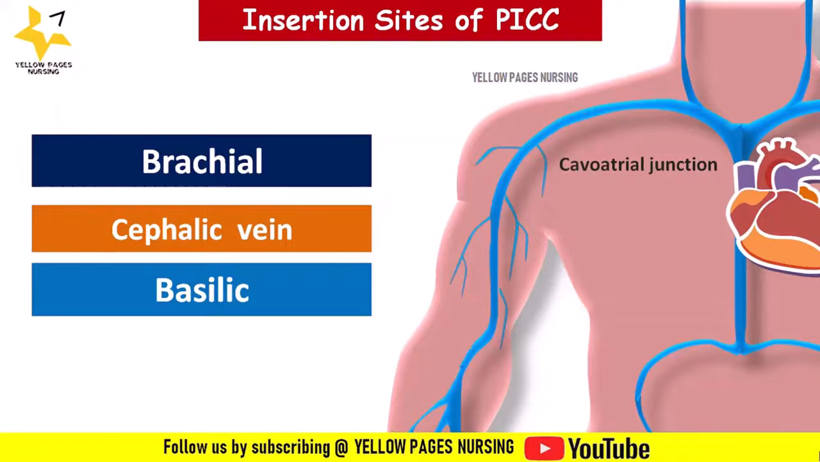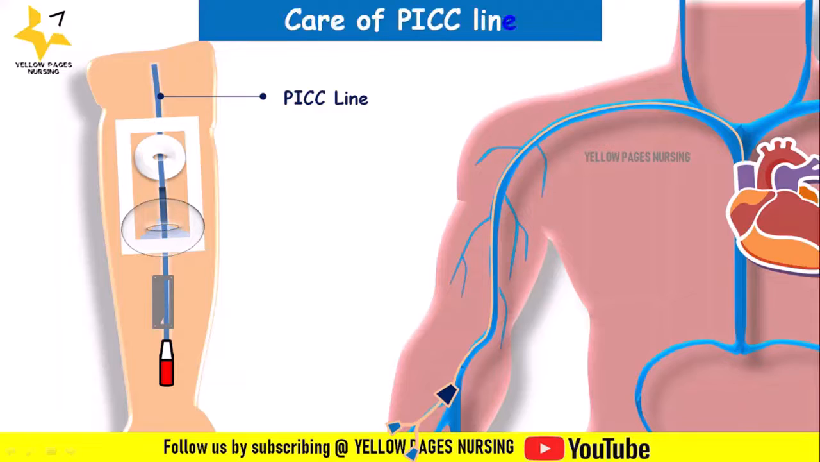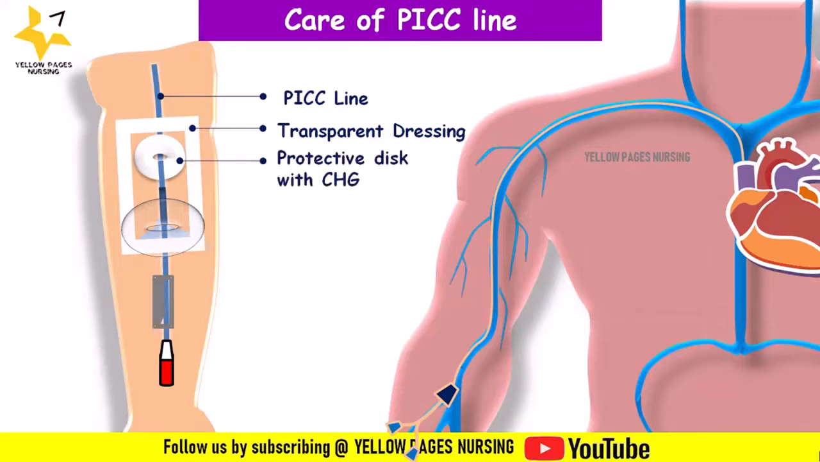Here comes a close look of the PICC line site. The PICC line is secured with a transparent dressing and it contains a protective disc with chlorhexidine, a securing device, a clamp, and a cap with a closed system.